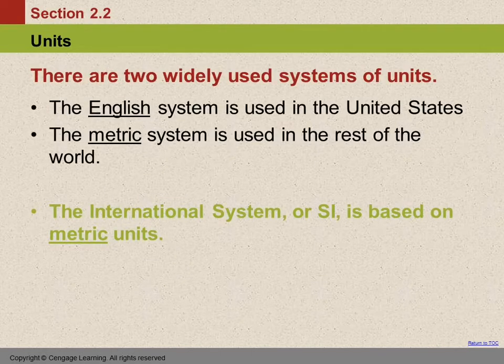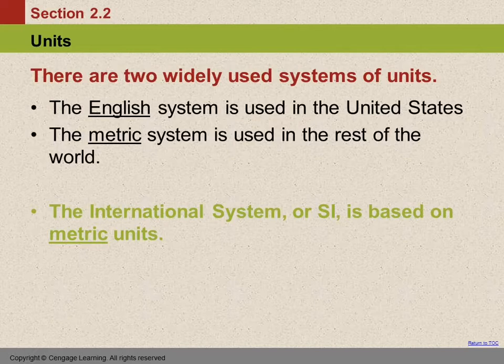There's two basic systems of units. The English system, which is what we generally use here in the United States, and the metric system, which most of the rest of the world uses. I don't know, that's some commentary on Americans, I think.